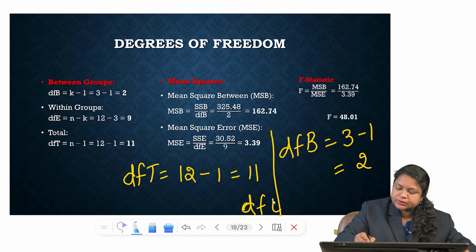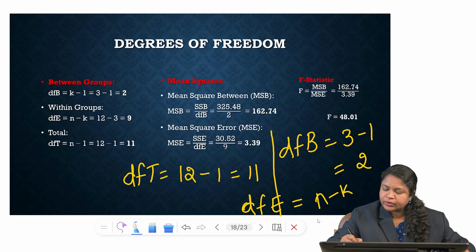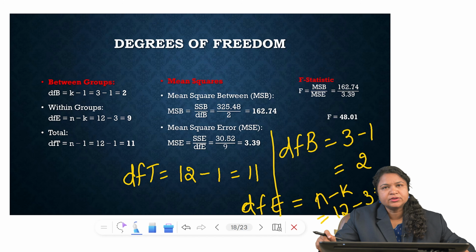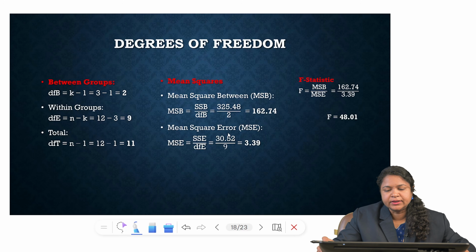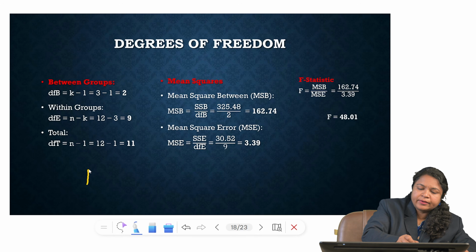And within the groups, DFE, we can do this by n minus k. So n is 12, k is 3. So we are getting 9. So why are these degrees of freedom important? Here we can calculate MSB, mean square.